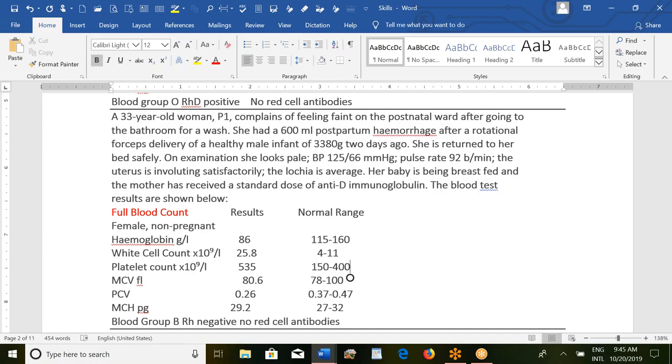That is a postpartum patient who had a postpartum hemorrhage. She lost 600 ml blood and she fainted, and then she looks pale. Normal blood pressure, pulse rate is normal, the uterus is contracted, lochia is normal, breastfeeding and all. Her hemoglobin is 8.6, so definitely for postpartum it's low, because it's written here 11.5, but postpartum the normal hemoglobin should be 10. WBCs are a little high, which is accepted for a postpartum patient. Platelets are high. MCV is 80, that is normal, and MCH is 29, that is all normal.